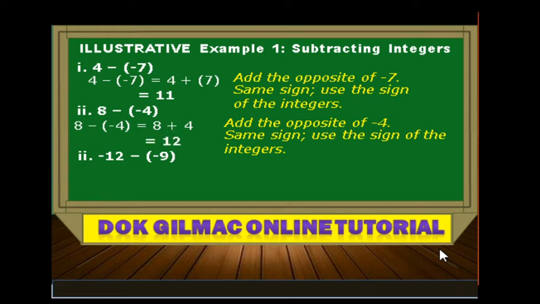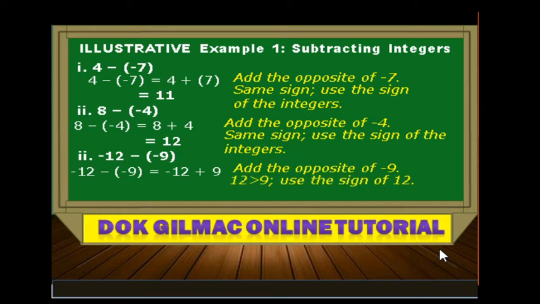Negative 12 minus negative 9. Add the opposite of negative 9. So we have negative 12 plus 9. Note the absolute value of negative 12, which is 12, is greater than the absolute value of positive 9. We use the sign of 12, which is negative. 12 minus 9 is 3. So we have negative 3.